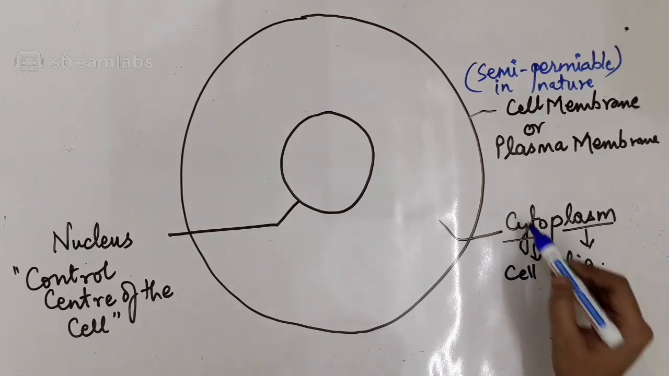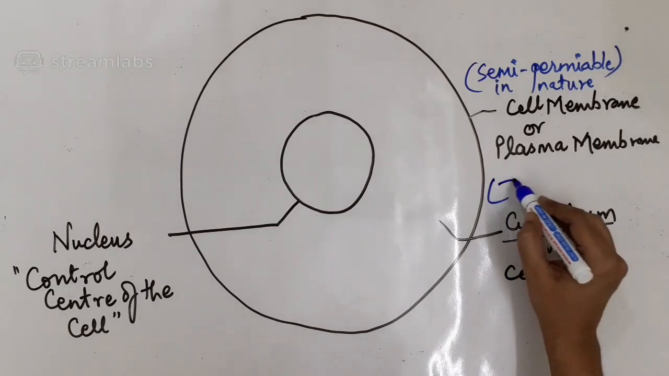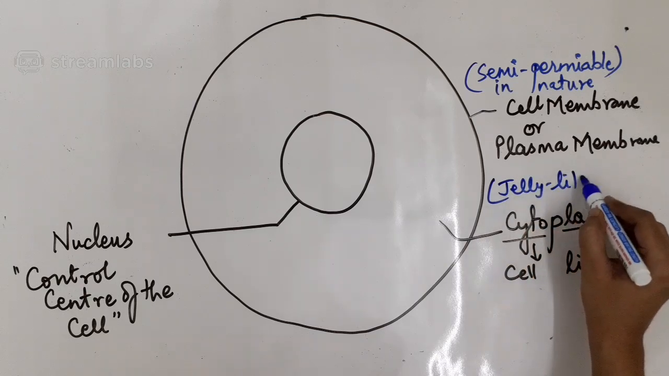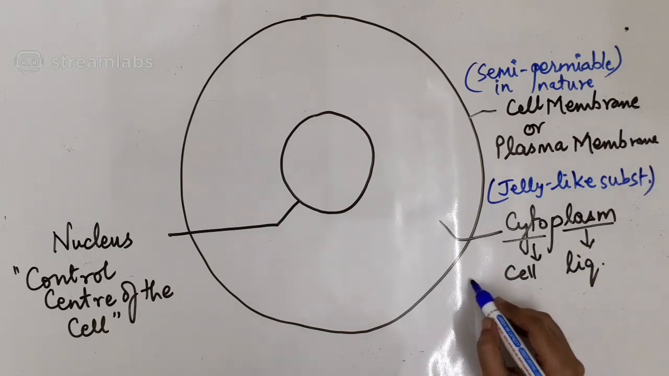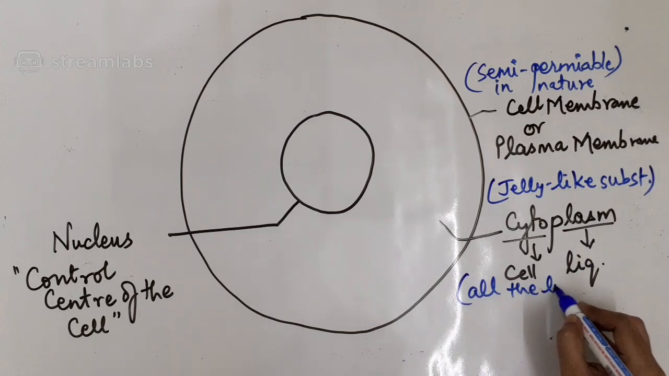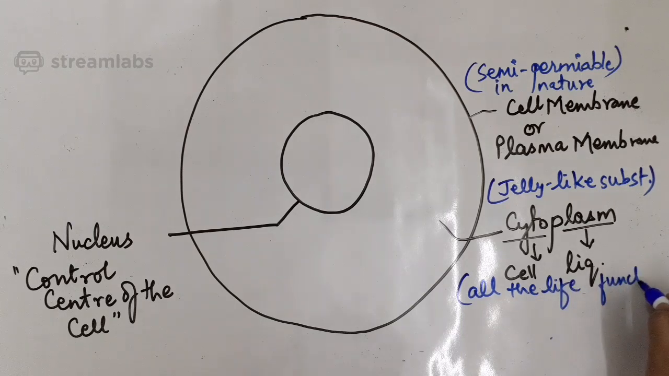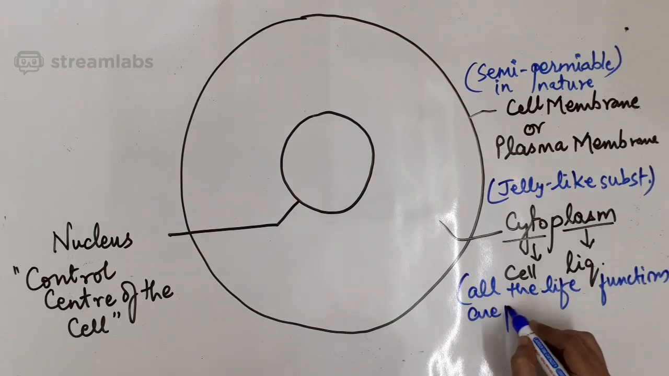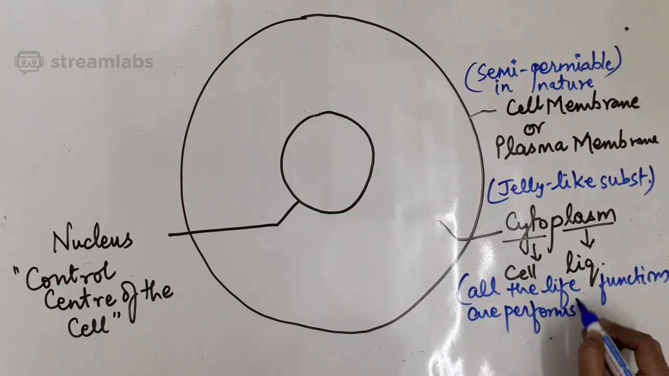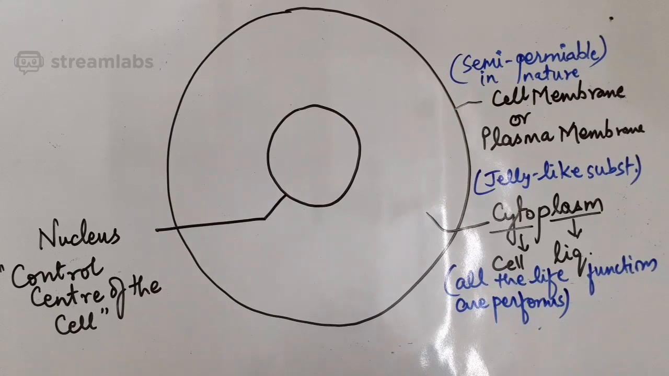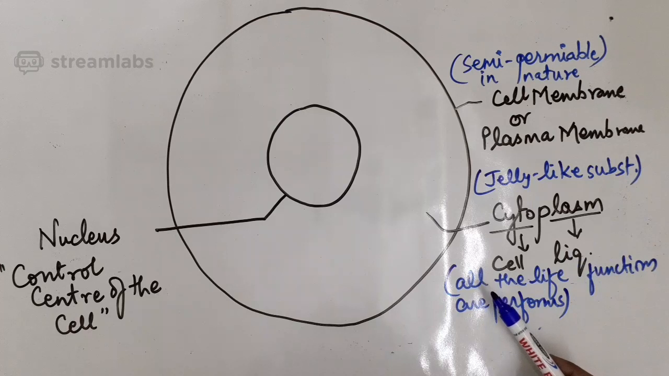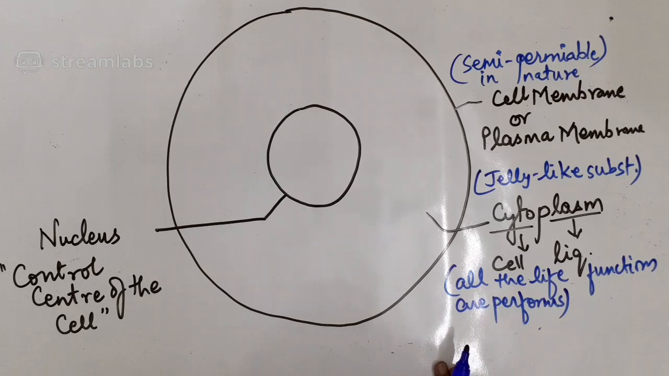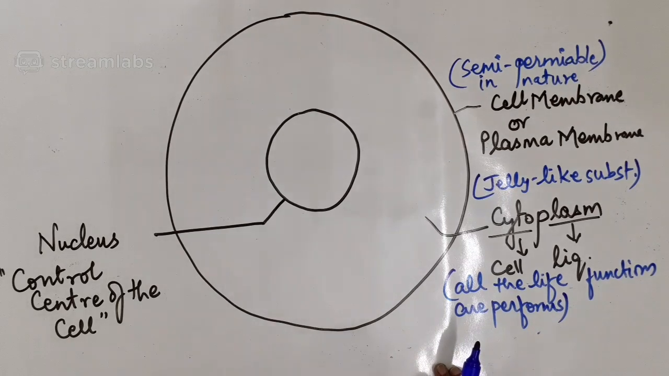Cytoplasm is the jelly-like substance in which all the life functions are performed. Life functions means life processes like excretion, circulation, etc. Okay, cytoplasm is jelly-like substance in which all the life functions are performed. The nucleus regulates the functioning of other cell organelles.